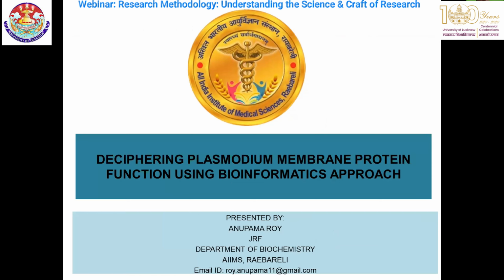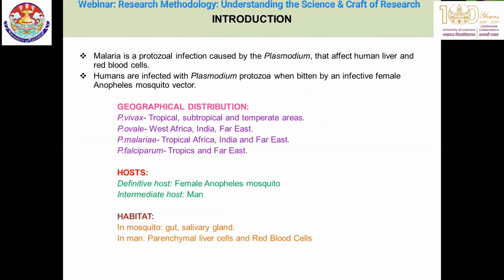So, malaria. How is malaria caused? It is caused, of course, by Plasmodium. We all know it is a protozoa, and Plasmodium has a variety of species: Plasmodium vivax, Plasmodium falciparum, Plasmodium ovale, and Plasmodium malariae. These four species are there, and you can see the geographical distribution in my slide.